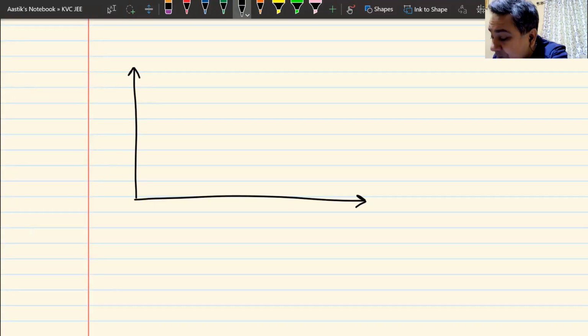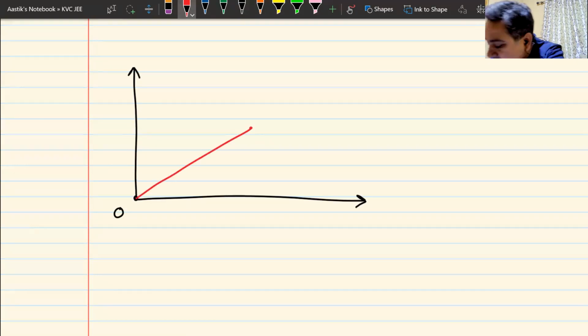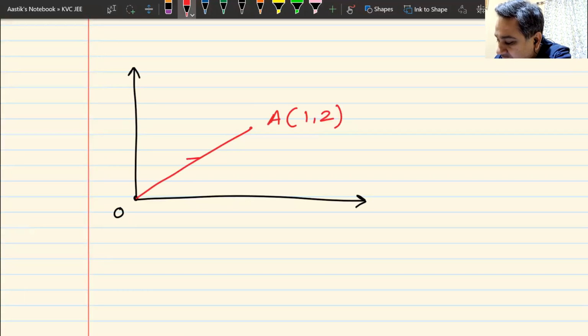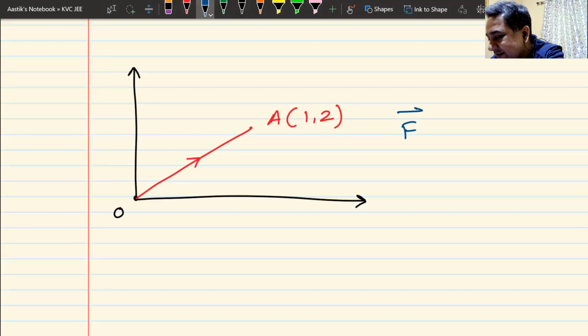So now my path is this, the red one. It has to go like this. This is point A, 1, 2. This is the path that I have to calculate, the work done by this force. Now, let us see who can tell me how I will calculate it in this path.